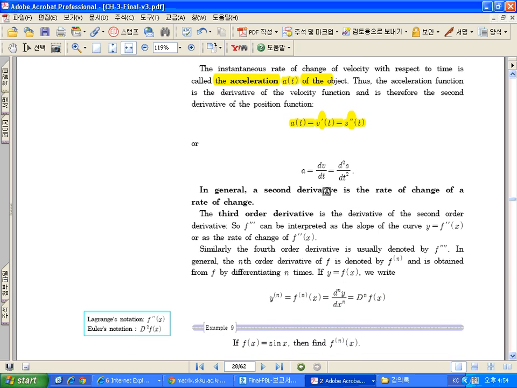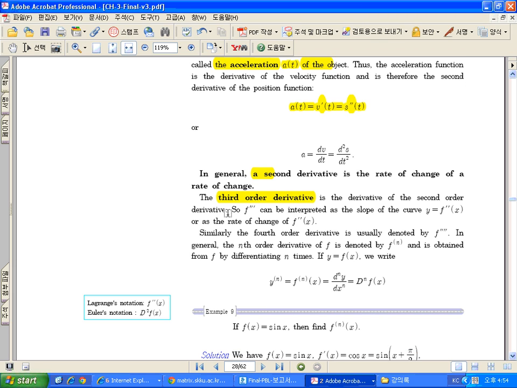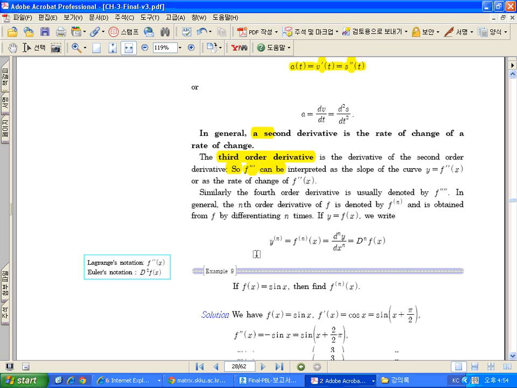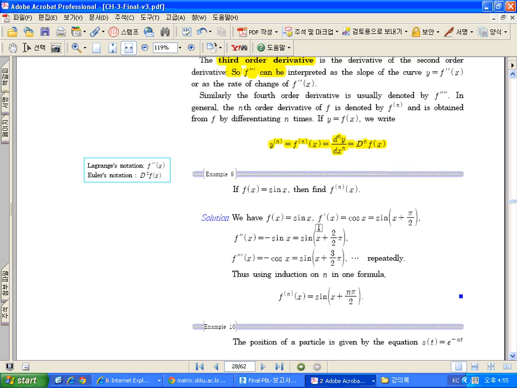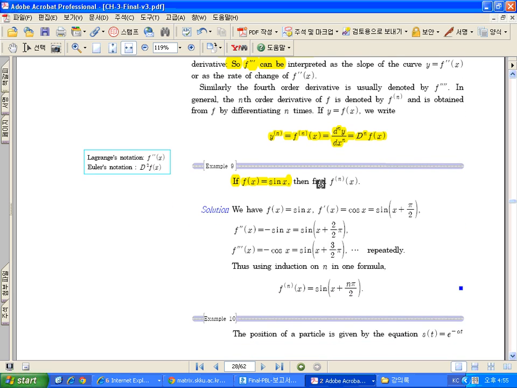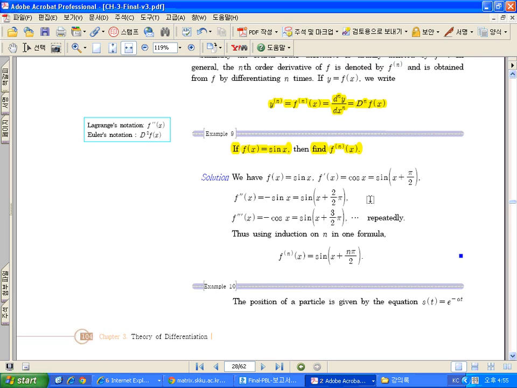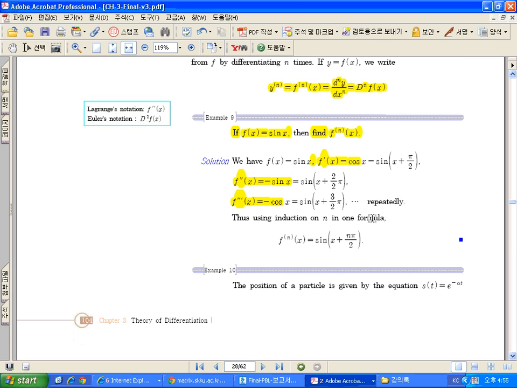In general, a second derivative is the rate of change of the rate of change. The third derivative can also be found from the second derivative, and higher order derivatives can be found in a similar way. For the function sin x, you may try to find the nth derivative. If you find the first, second, and third derivatives, you will see a pattern that reveals the shape of the nth derivative.